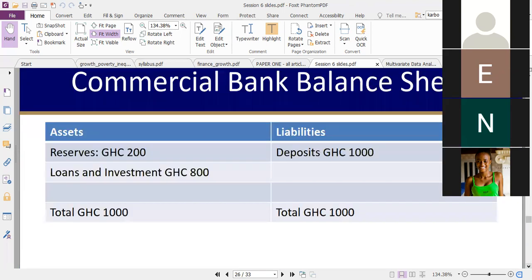So this is the balance sheet of the commercial bank. And this is what I was trying to explain. These are the deposits commercial banks are able to make. With a commercial bank, all banks are required to keep a certain percentage as required reserve, which will be sent to the central bank.